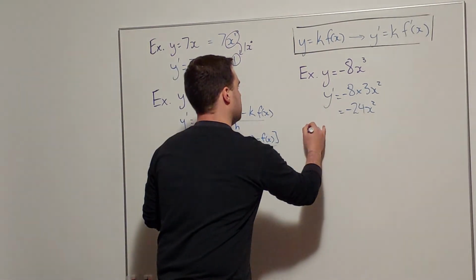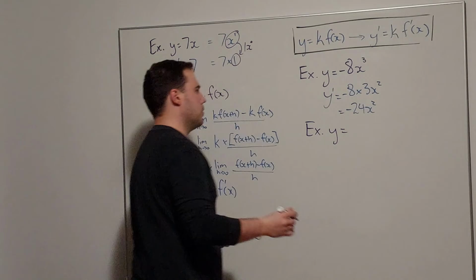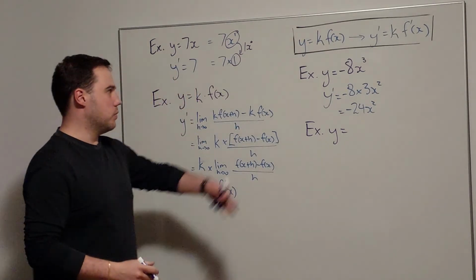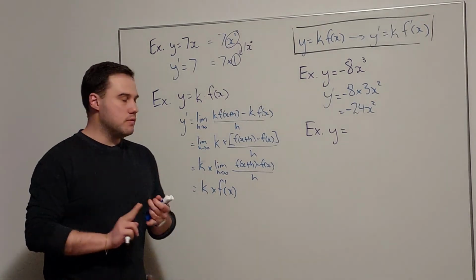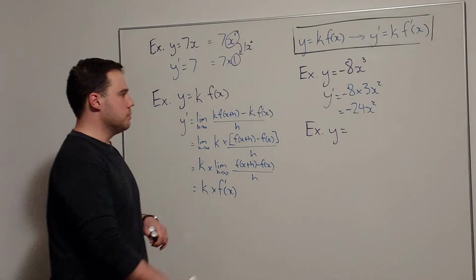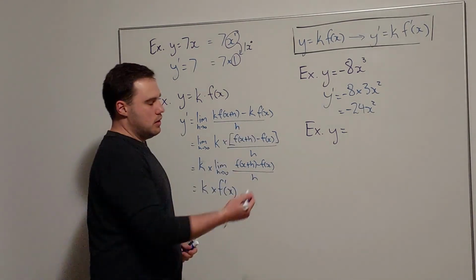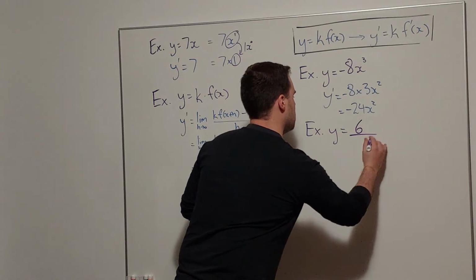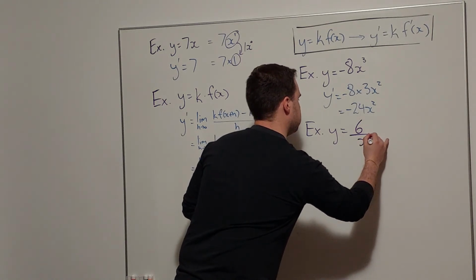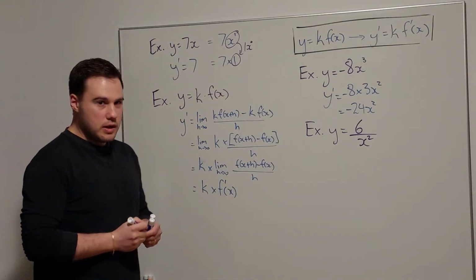Alright, another one. Remember, we sometimes will use the power rule with not just straightforward, nice positive integers, but we could have negatives and fractional powers as well, which we might have to extract out of an equation before we actually apply the power rule. So let's say we had y equals 6 on x squared.